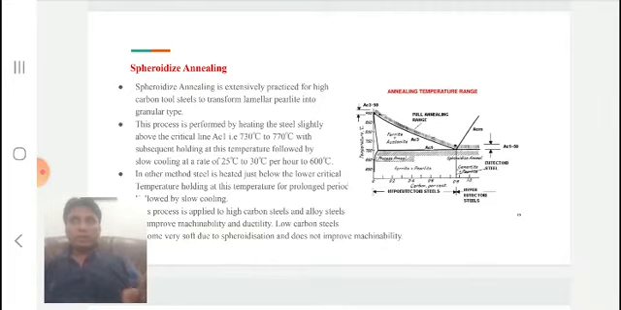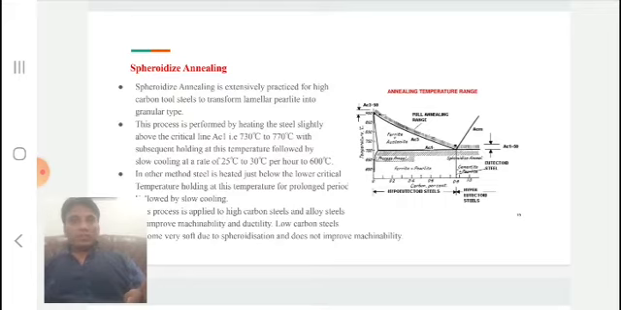GMRP Woodnor. The subject I am going to deal in this video is engineering materials, subject code 18M305C, and the topic is heat treatment. Under heat treatment, I've been discussing the annealing process.